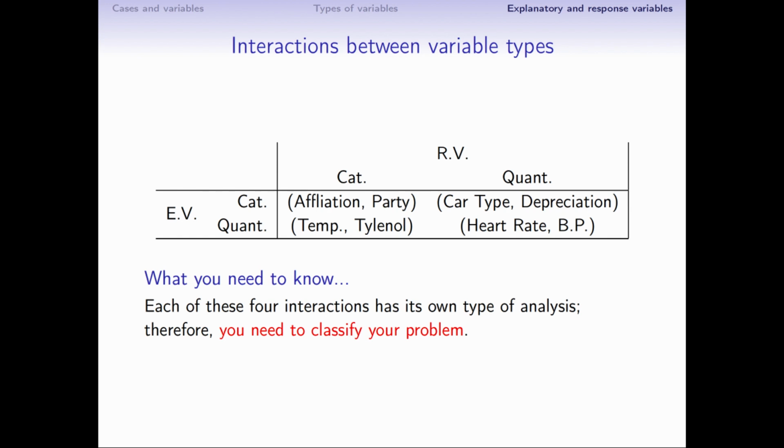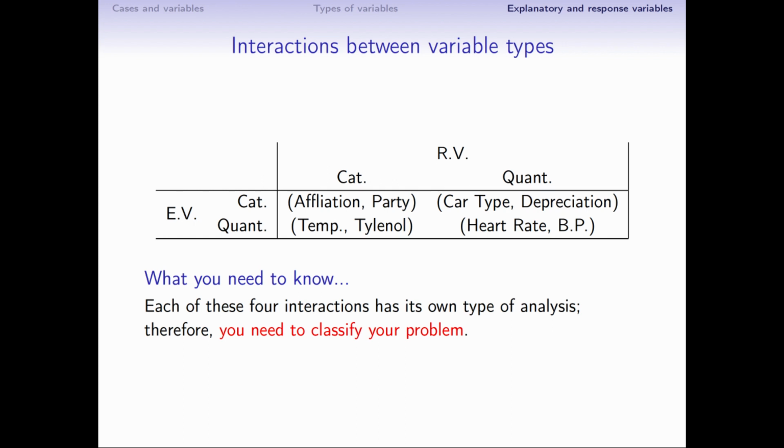Now, why is this important? It's really important to recognize the types of variables that you're studying when you're looking at these explanatory and response type questions, because each of these four categories has a very, very different kind of analysis associated with it. Knowing which of these four categories you're in is going to present you with different statistical tools and different types of statistical analysis. So you really need to classify your problem and understand where it fits into this general scheme. That's an important thing to know.